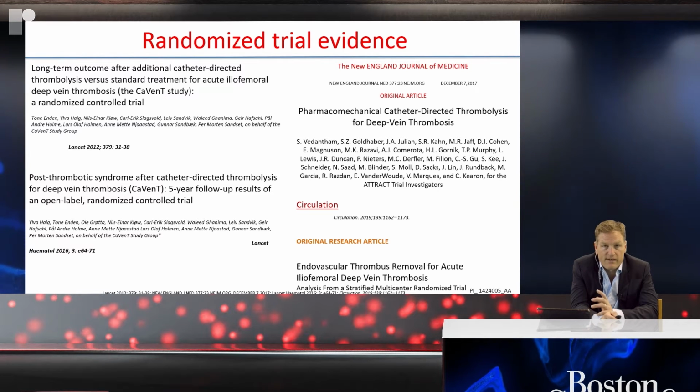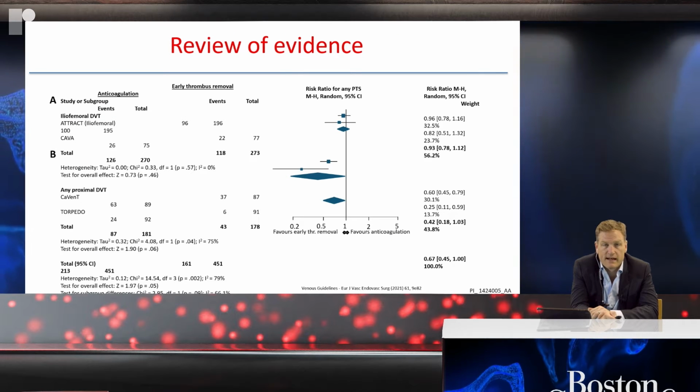What we know from CaVenT is that the longer you follow these patients up, the bigger the delta between patients treated for acute DVT and clot.